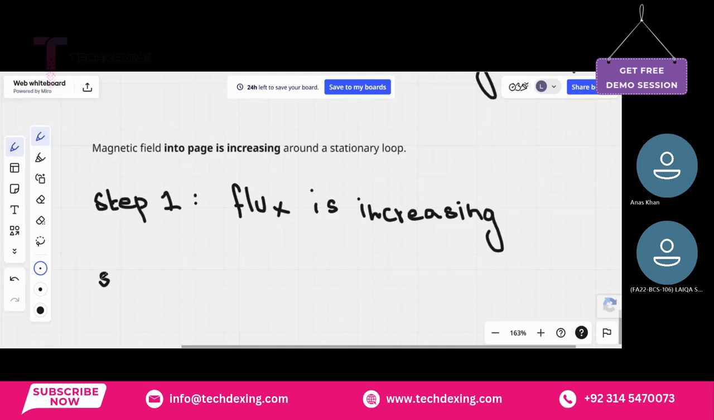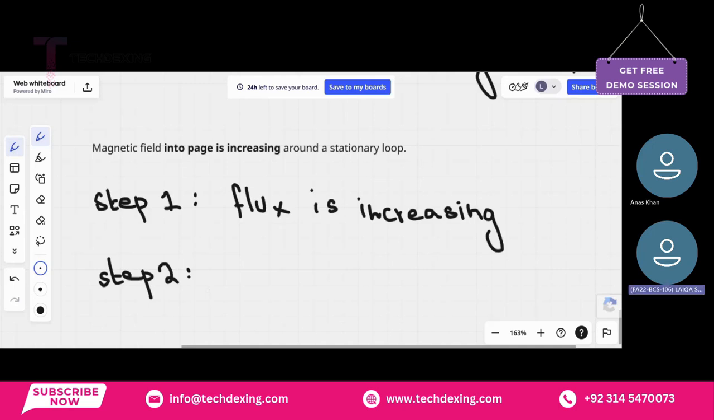In step 2, we have to check the direction of the induced magnetic field. We can see that the flux is increasing. The system will try to decrease the flux because currently it is increasing. It will try to oppose it. So how can it oppose the increase? By trying to decrease the flux. So how can it decrease the flux? If the magnetic field is into the page, what should be the direction of the induced magnetic field?